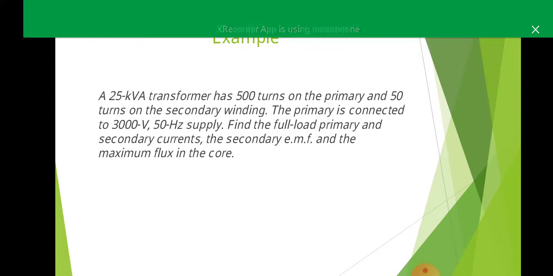Now again a small example for your homework. A 25 kVA transformer has 500 turns on the primary and 50 turns on the secondary winding. The primary is connected to a 3000 volt 50 Hz supply. Find the full load primary and secondary current, the secondary EMF E2 and the maximum flux in the core.